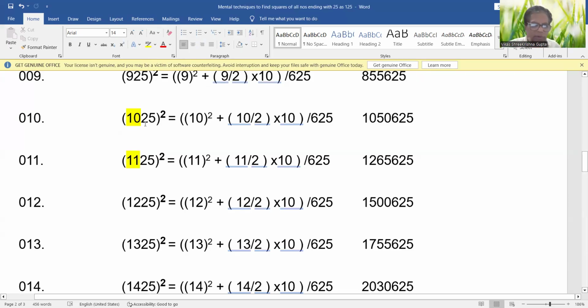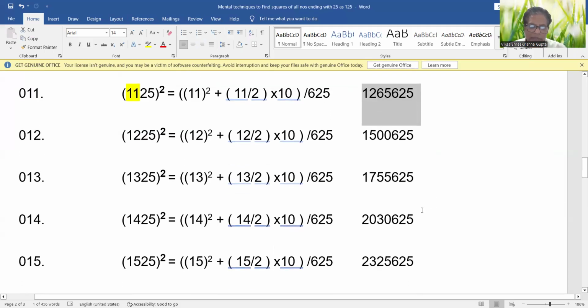So 11 square plus 11 by 2 into 10. Add both these numbers, 121 plus 5.5, that is 126.5. Multiplied by 10, you get 1265, and then followed by 625. So this is such a fast technique of finding the square of any number ending with 25. It can be a 3-digit number, 2-digit number, or 4-digit number.